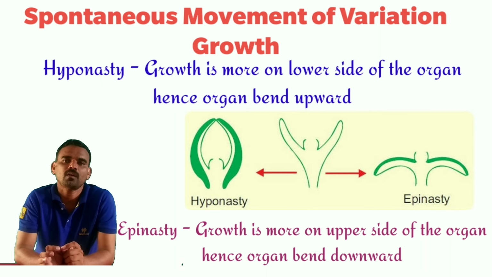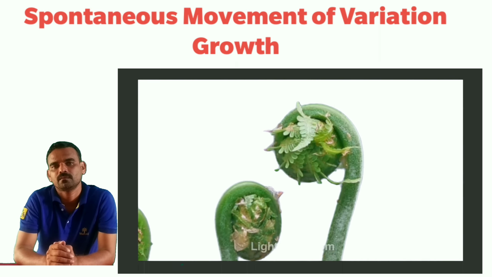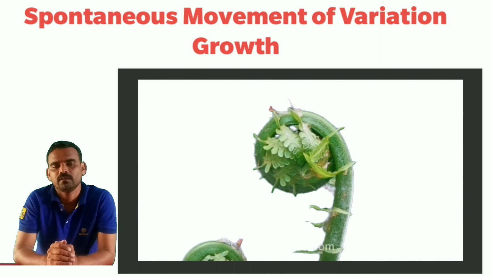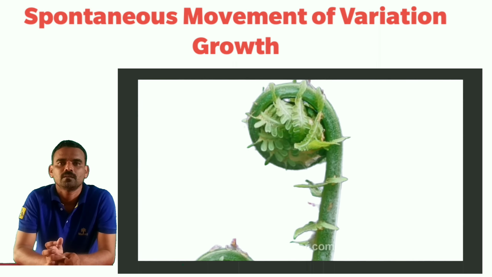The best example for hyponasty or epinasty is Nephrolepis or fern, which shows circinate vernation during the young stage. It is curved upward, that means in young stage it shows hyponasty, and in adult stage it shows epinasty.